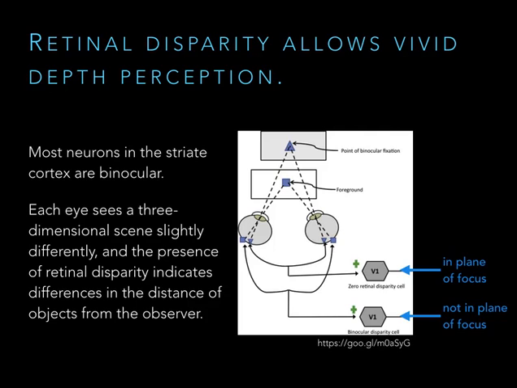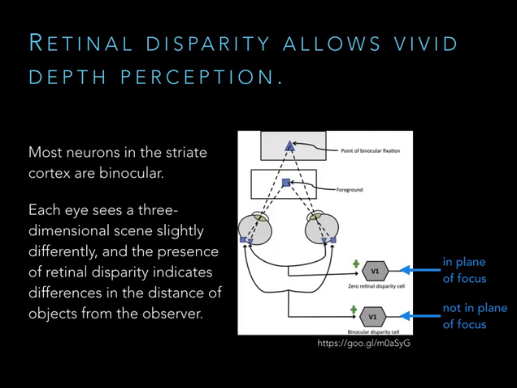The two retinas are seeing different things because they're in different locations on our head. This retinal disparity is going to tell us that this object is not in the same plane of focus. If it's moving to the left on the left eye and to the right in the right eye, then it's in front of the triangle. And the reverse would be true if it were behind it.